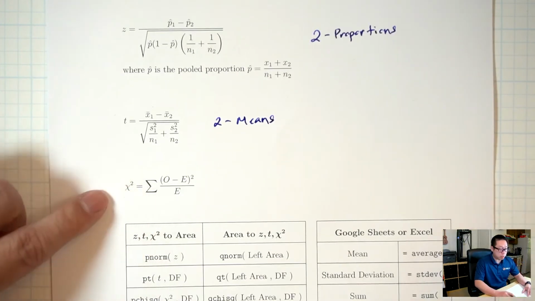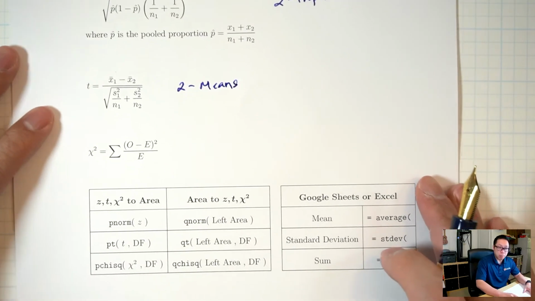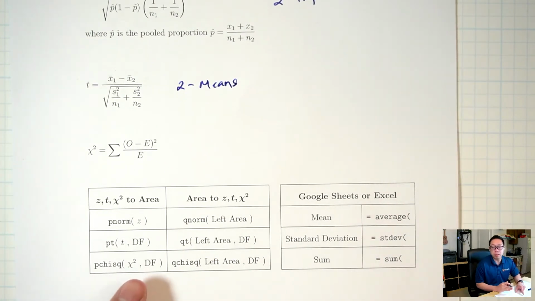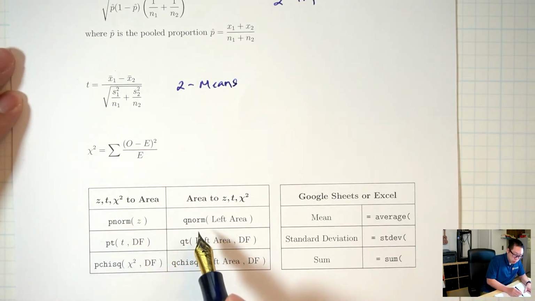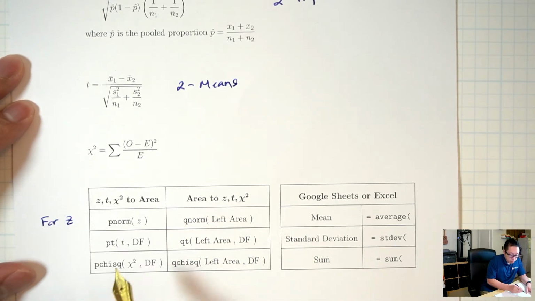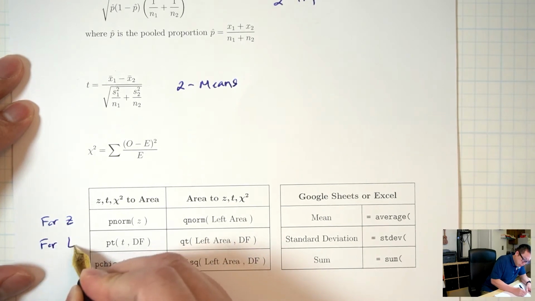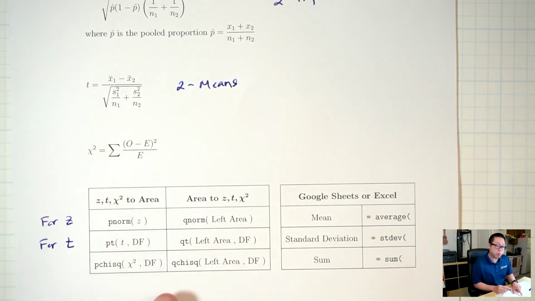The last formula, we'll talk about this when we get to chapter 12, so we'll skip this for now. At the bottom, the left box, these are commands in R that we'll need. We've seen most of these before also. P norm, Q norm, those are for my Z situation. PT, QT, those are for the T situation. The last row, that's going to be for the chapter 12 stuff, so we'll skip that for now. On the right side, these are commands in Google Sheets or Excel. We'll be using this today, so let me skip this and come back to this later on today.